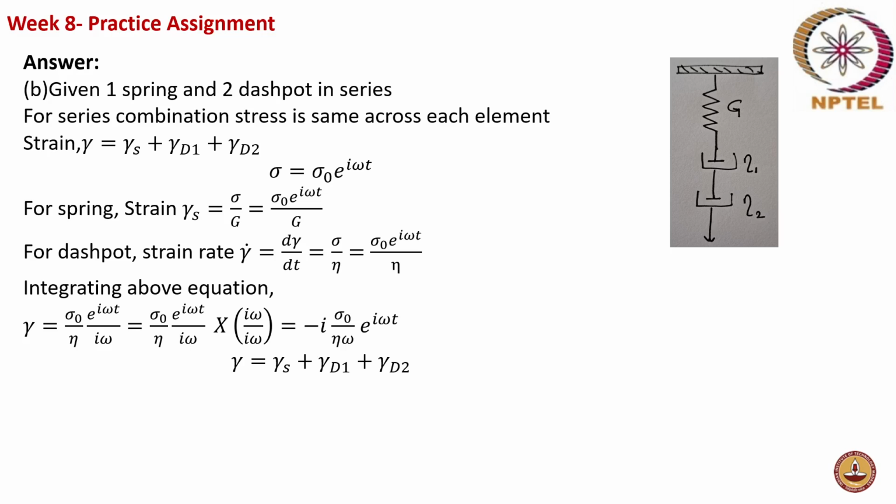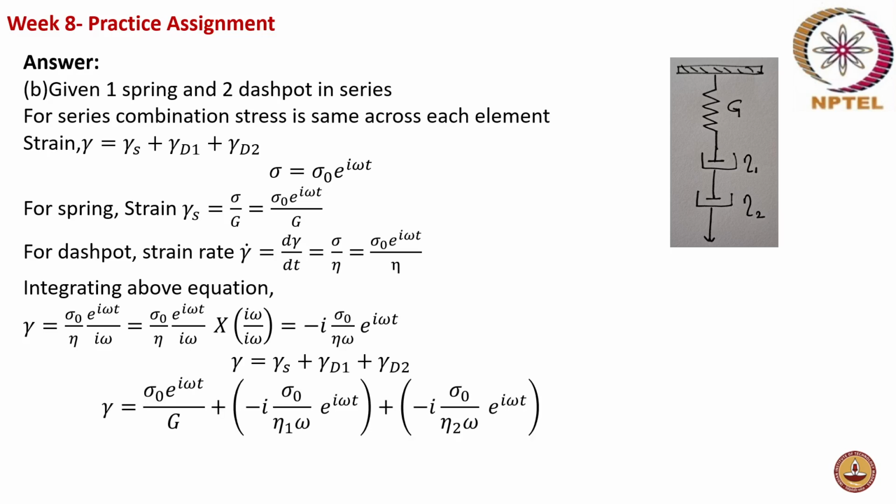So γ is equal to γs plus γd1 plus γd2. We have the values of γs, γd1 and γd2. So that is equal to σ0 e^(iωt) by G, plus minus i into σ0 by η1ω e^(iωt), plus minus i into σ0 by η2ω e^(iωt).